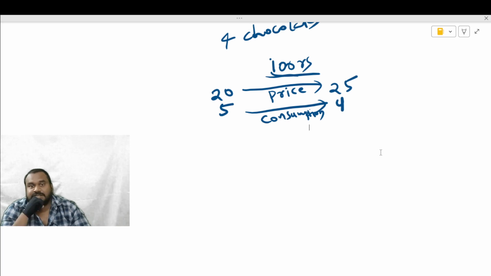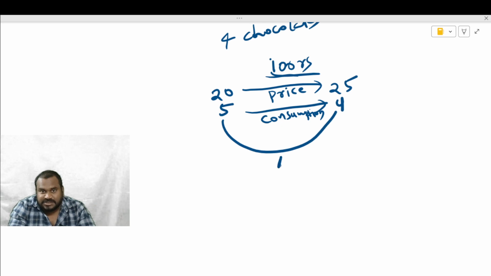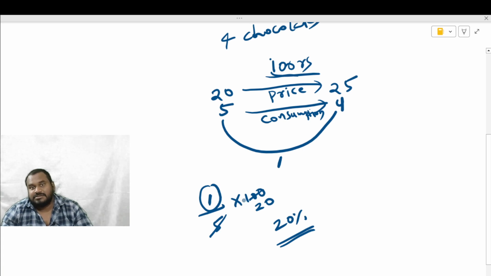Price increased, consumption decreased. By how much percent? Somebody asks, what will you do? Initially it was 5, now it is 4. Reduction is 1. Reduction, that is reduced value divided by initial value, into 100. So it means 1 on the 5 into 100, 20% reduction happened in the consumption. Okay, how much percent did the price increase?